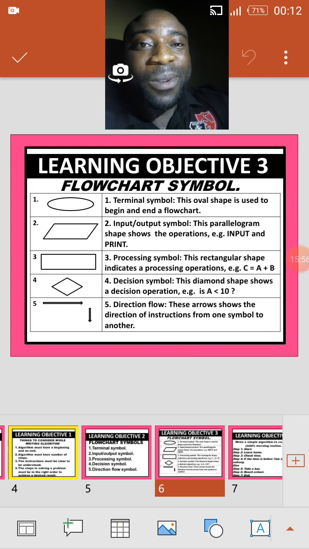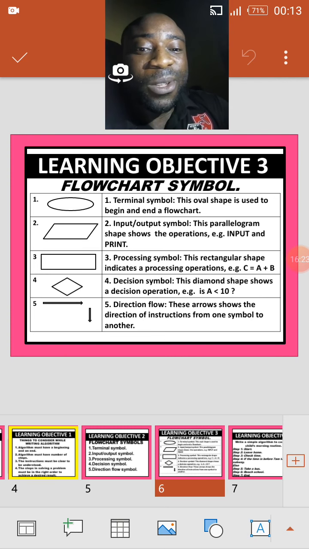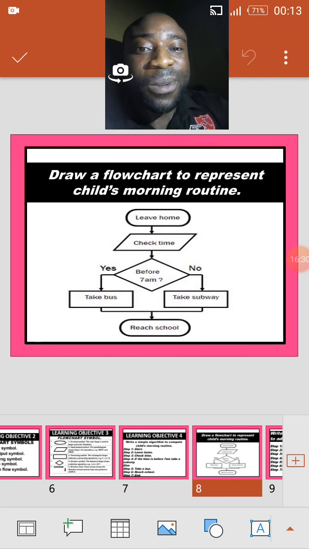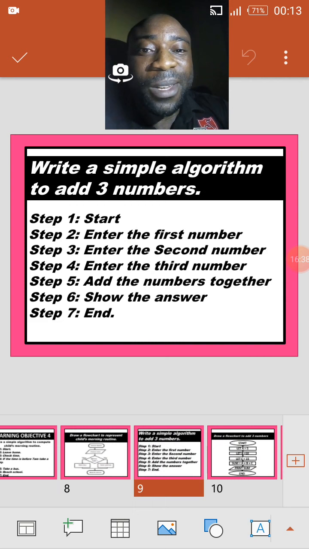Then we have the processing symbol, the rectangular shape, which is used to show the process of our work. And we also have the decision symbol, which we can use to ask a yes or no question in the computer when you are not sure of the answer. Alright, then the last one, direction flow, the arrow that joins one flowchart symbol to another. Then we'll look at some examples. This one is written in pseudocode. This one is written in flowcharts. We draw it with shapes. Then we look at another example. To add 3 numbers, we follow the steps. You will realize that it's the same as when you want to solve a simple mathematics problem. So thank you.